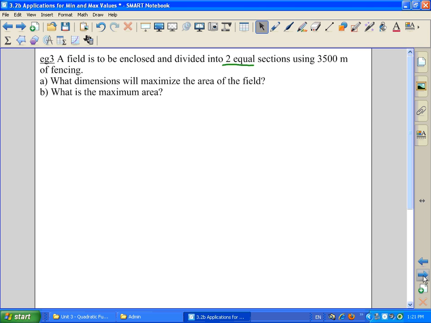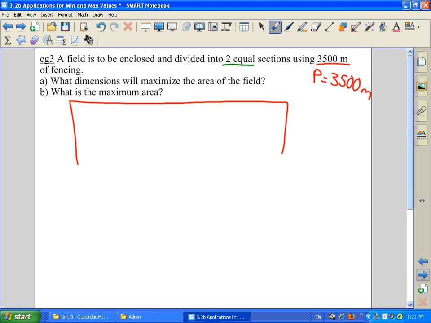And again, you look for the amount of fencing, 3,500 meters. What does that tell us? P equals 3,500 meters. That's our perimeter of fencing. So what dimensions will maximize the area of the field? First of all, it says we have to draw a field, okay? And then we're going to put it into 2 equal sections. And it's always easiest, guys, if you divide your width instead of your length.